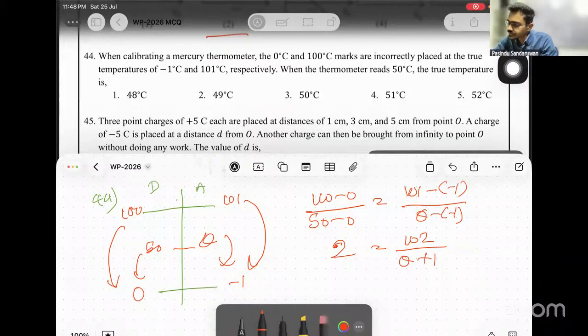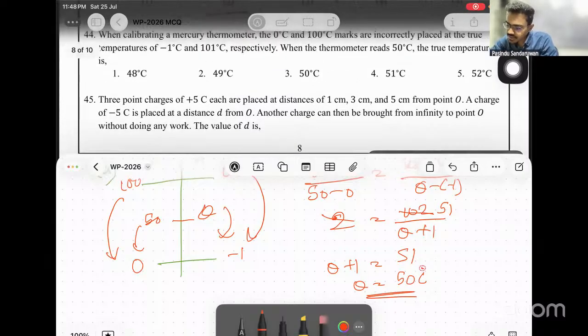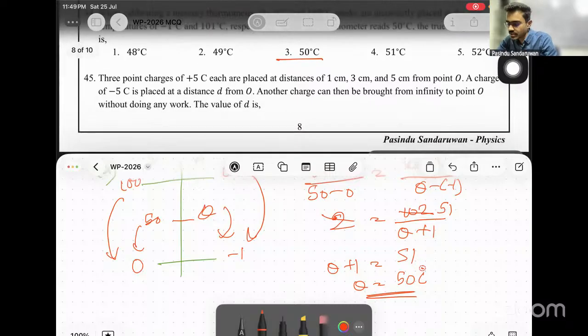Then 2 times 51 here. Then theta plus 1 equals 51. Theta equals 50. So it is exactly reading 50. There's only one point in a defective thermometer where it coincides with the true temperature. In this one, that is 50. Question 45.